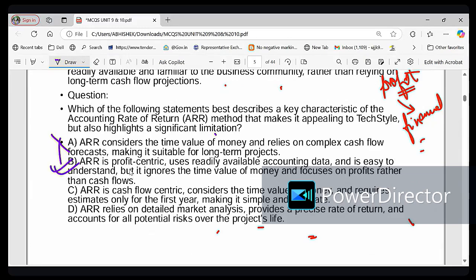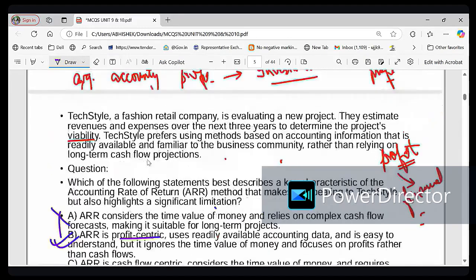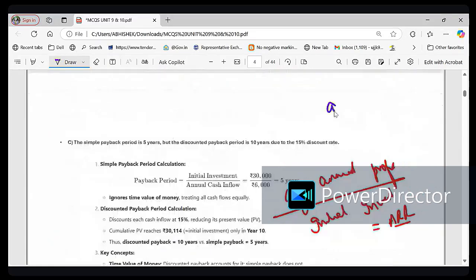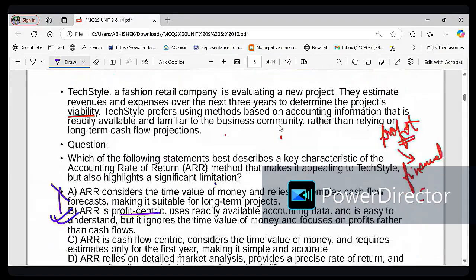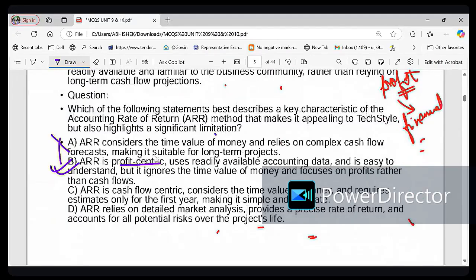Because ARR focuses on profit. You know the formula? In the numerator, we write average annual profit. In the denominator, we write initial investment. This is how we calculate ARR. What is ARR? ARR means accounting rate of return, right? So option B is correct. It is profit centric, it uses readily available data, and it is easy to understand.